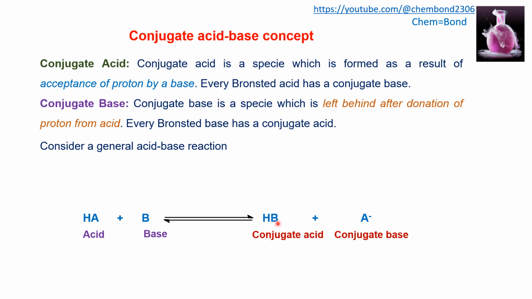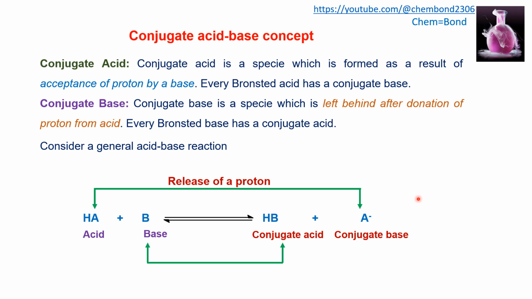Now how are these conjugate acid and base formed? When this acid releases a proton, it is converted to A minus, the species that is left behind after the release of a proton from the acid. So it is known as the conjugate base. Similarly, the conjugate acid is a species formed when a base takes up a proton, or gains a proton, and is converted to a conjugate acid.